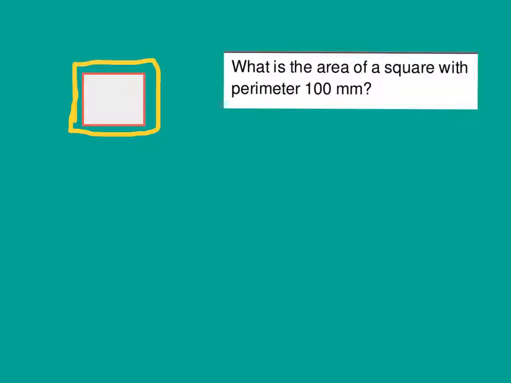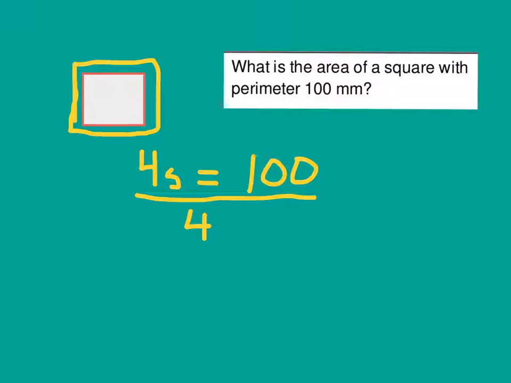Side 1, side 2, side 3, side 4 are all the same length because this is a square. How many sides do I have? I have 4. So my equation is this: 4s is equal to that 100 millimeters. To solve for s, we're going to divide by 4 because we do the opposite. And over here on the left-hand side, 4s means 4 times the unknown number s. All right? So when I divide 100 by 4, I get s equals 25.